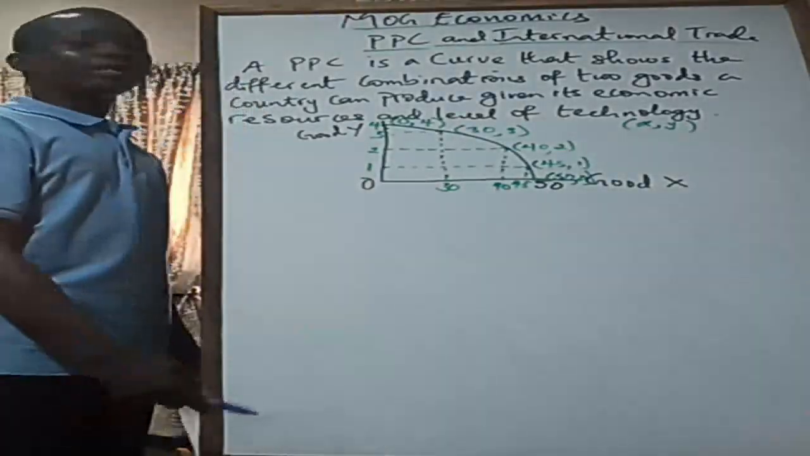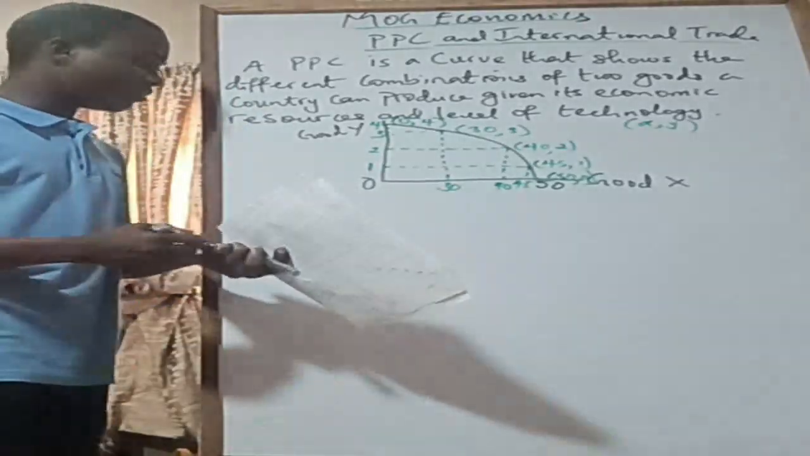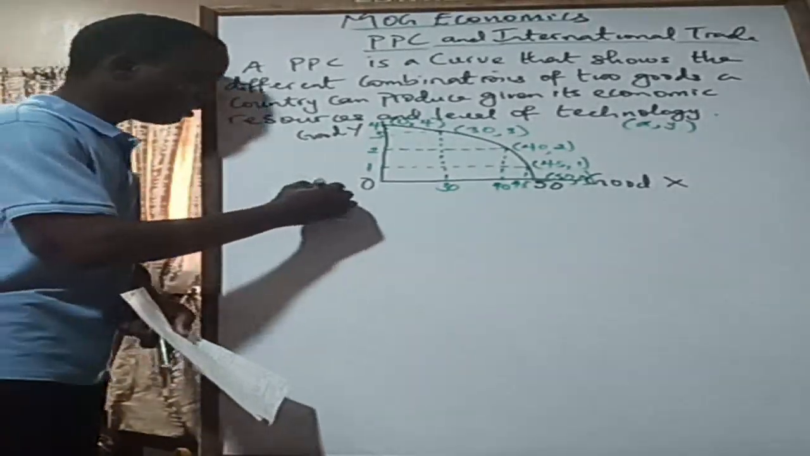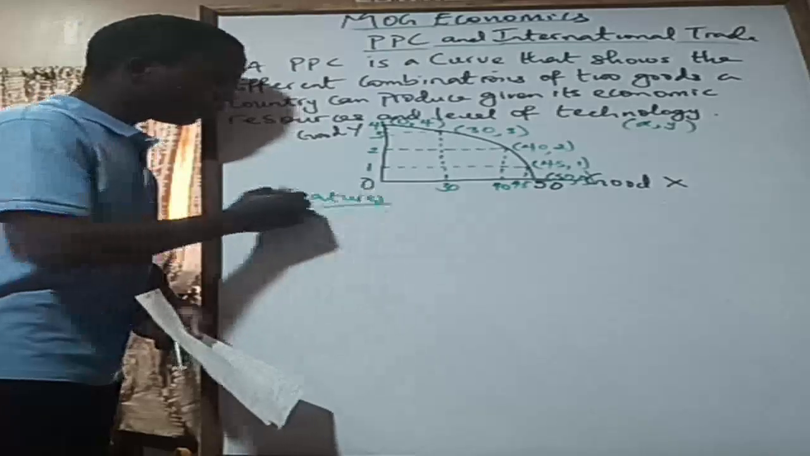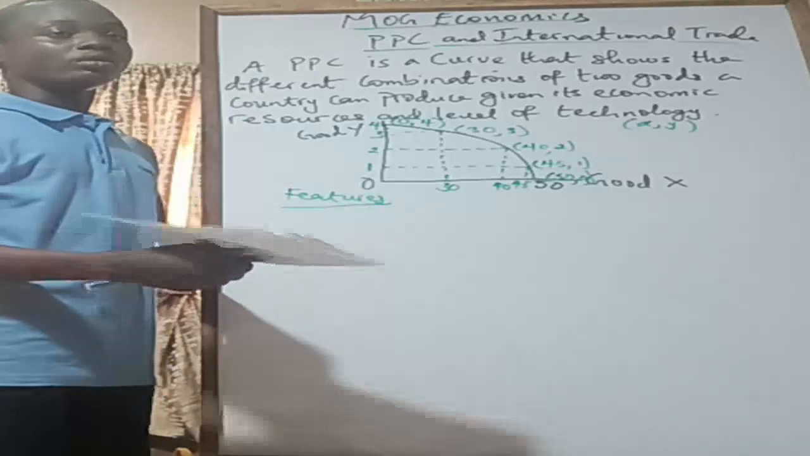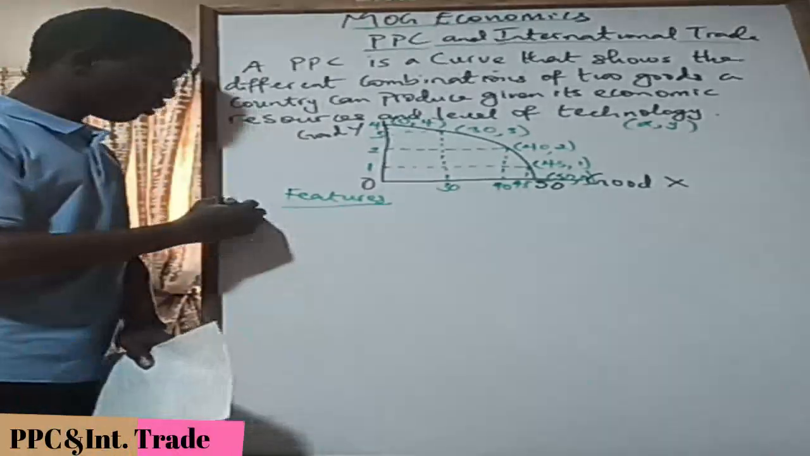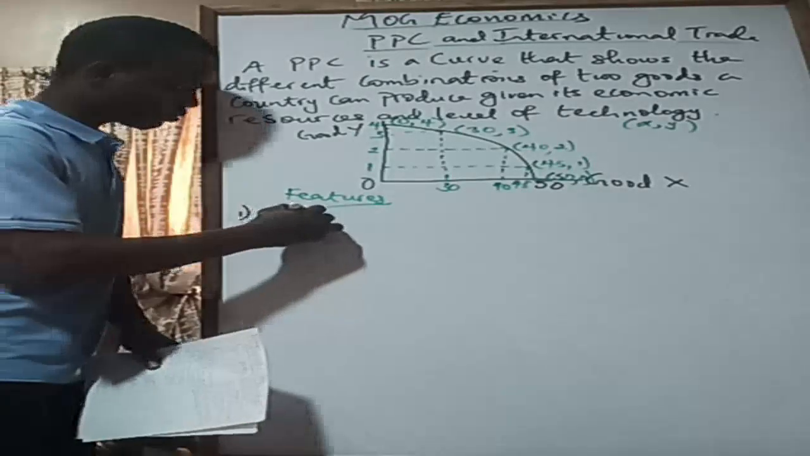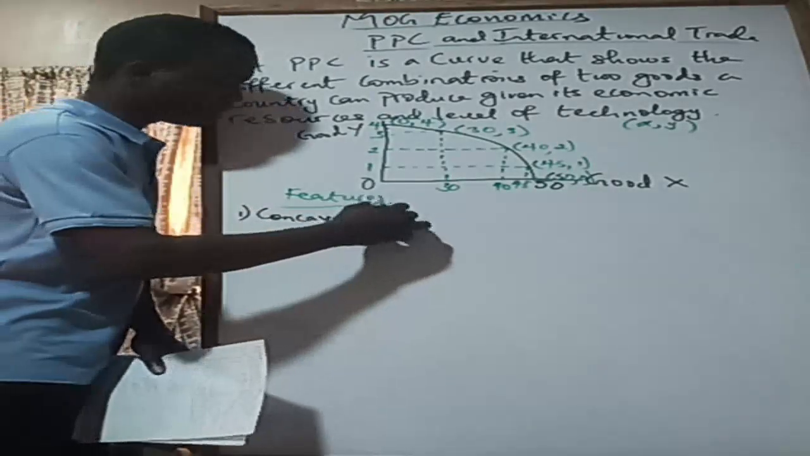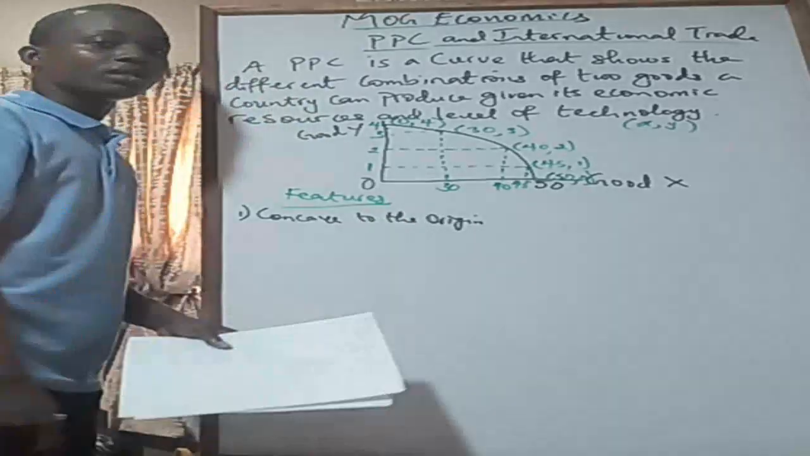Now, what are some of the features of a PPC? Okay, number one, it is concave to the origin. That is, it's looking as if it's looking like a pregnant woman, right? So number one, it is concave to the origin. Do I really need to write all of these things? Right. So safe to say that it is downward.